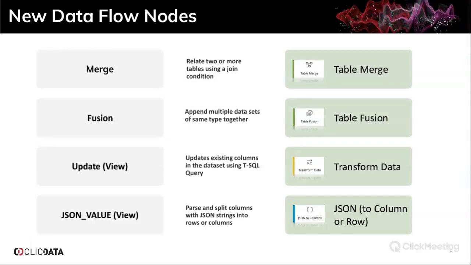And then within a view, we can update existing columns. So if you're trying to update a column in place, the equivalent in Dataflow is the node called transform data. And then there are 2 new nodes, which are similar to functionality that we had before, but you would have to use a calculated column. The JSON value was the old functionality, or any type of JSON parsing in a SQL statement, which would allow you to parse and split columns with JSON strings into rows or columns. We now provide you with 2 new nodes, JSON to column and JSON to row.